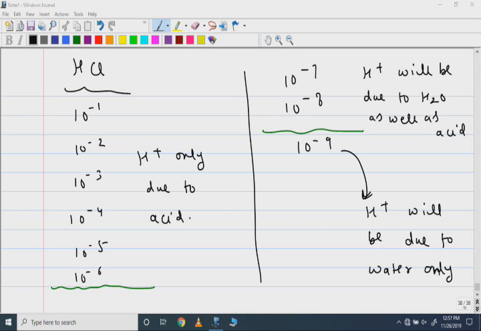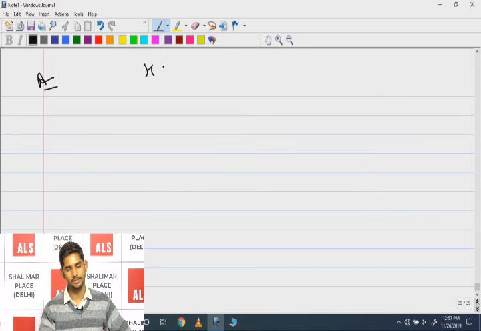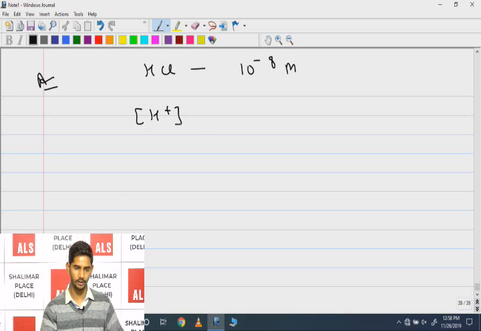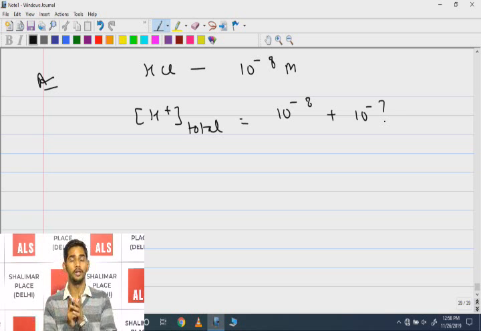Let's focus on the question. The question was saying that HCl has a concentration of 10 to the power minus 8 molar. Here we cannot consider H plus only due to the acid; we need to consider the H plus of water as well. So the total H plus is 10 to the power minus 8, which is due to the acid, plus 10 to the power minus 7. Remember, for water it is always 10 to the power minus 7.